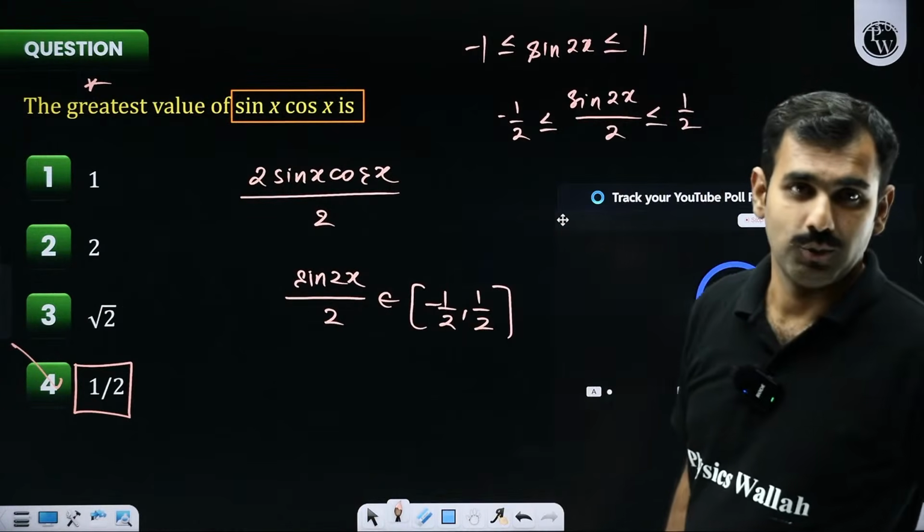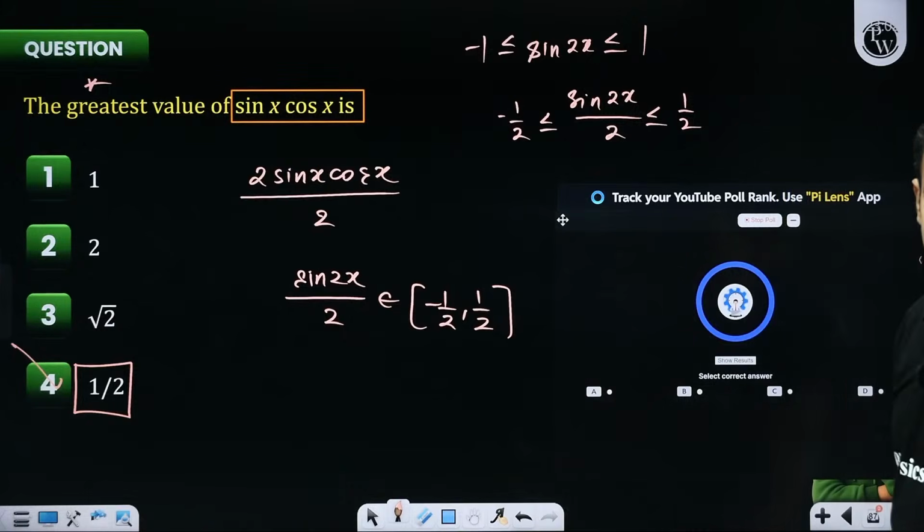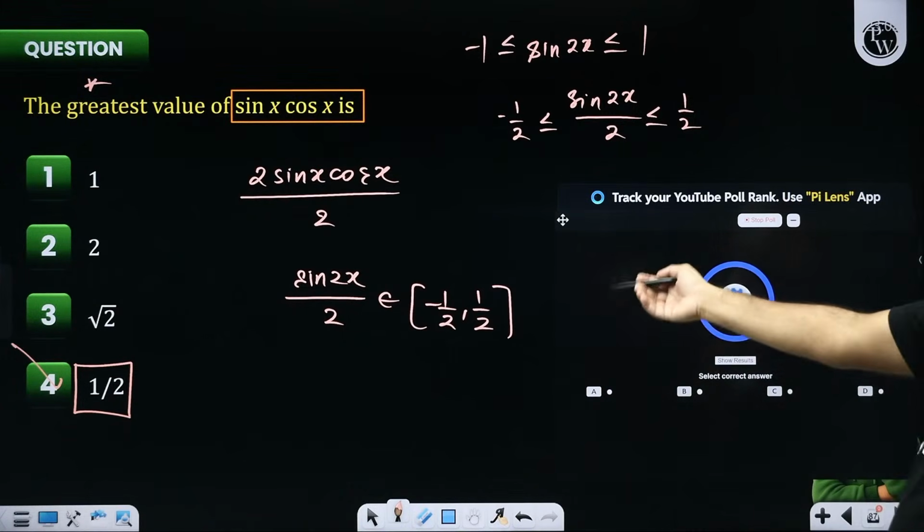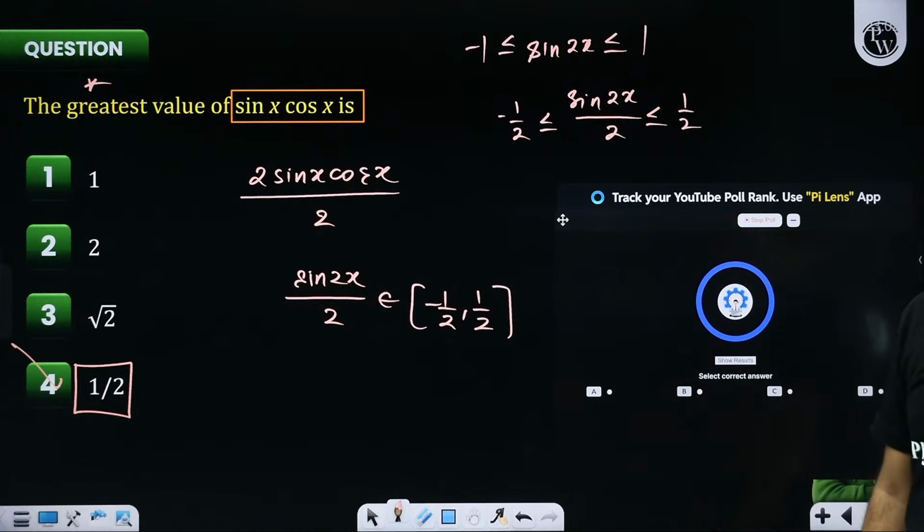What's going on, students? I think there is again a mistake you're committing. The answer will be not 2. The answer will be 1 by 2. Don't you realize it?